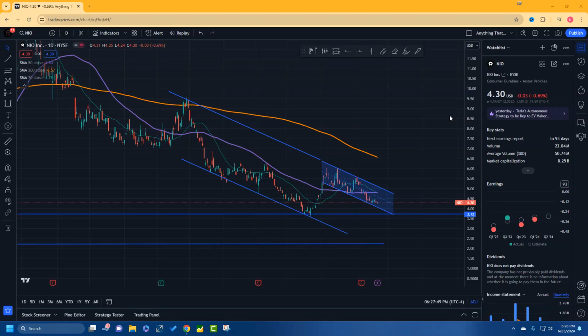Let's just get into it. This is NIO, our old friend. Not NIO from the Matrix, or is it, right? This is the daily time frame right here.